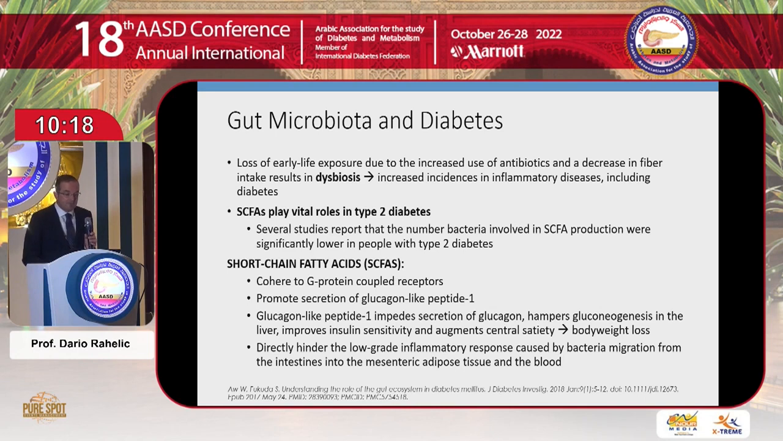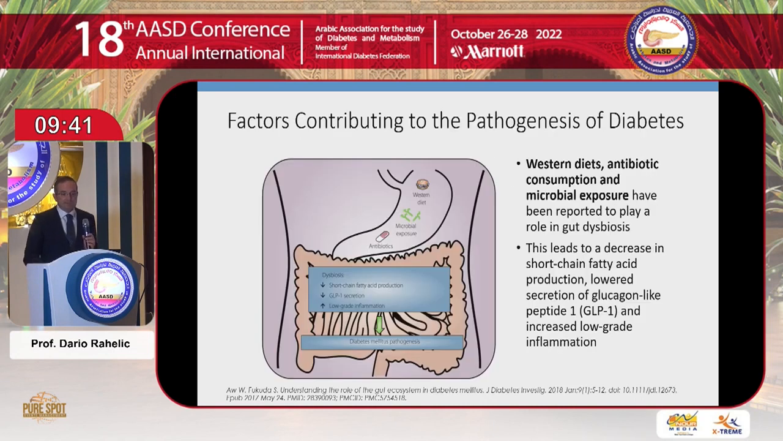And it seems that they promote secretion of GLP-1 peptide. We know how important GLP-1 and other incretins are, not just in the pathophysiology of hyperglycemia, but also in the pathophysiology of many other diseases, as GLP-1 receptors are present in many different organs. On the other side, it seems that short-chain fatty acids will decrease the grade of inflammation, especially chronic inflammation in the bowel. So the Western diet, antibiotic consumption and microbial exposure could play an important role in dysbiosis, and this dysbiosis could lower secretion of GLP-1 peptide and also increase low-grade inflammation.